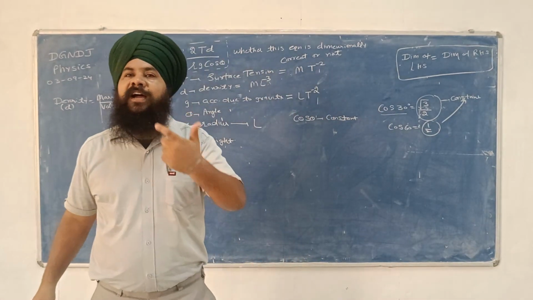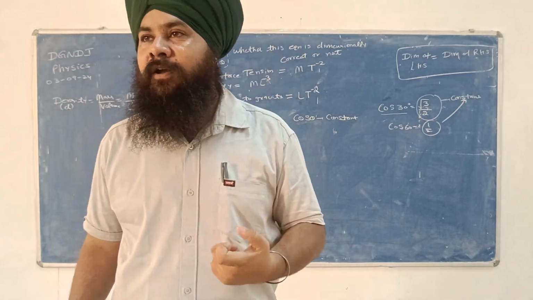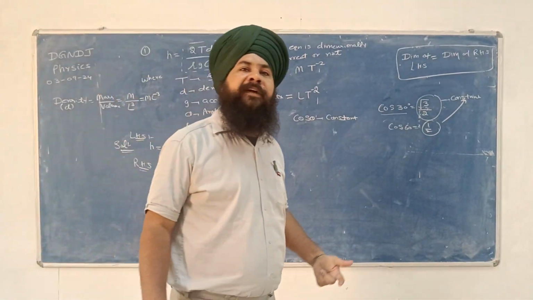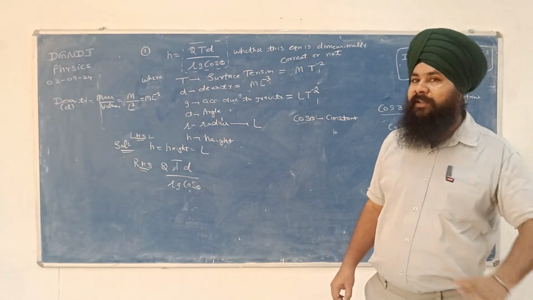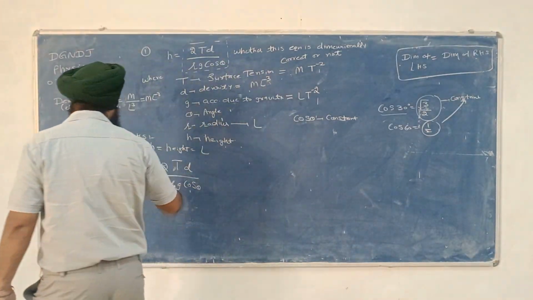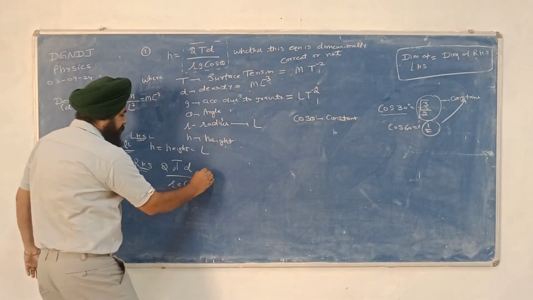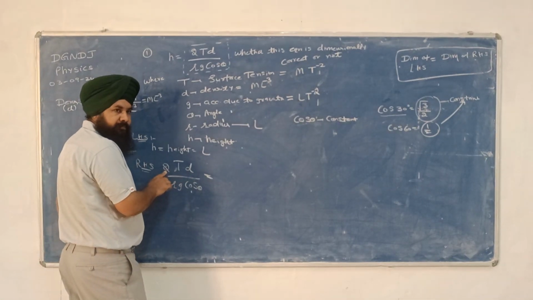So cos theta as a whole is a constant number, and a constant number does not have any dimensional formula. So leave it. Now put all the values in this. Now the constant, leave it.